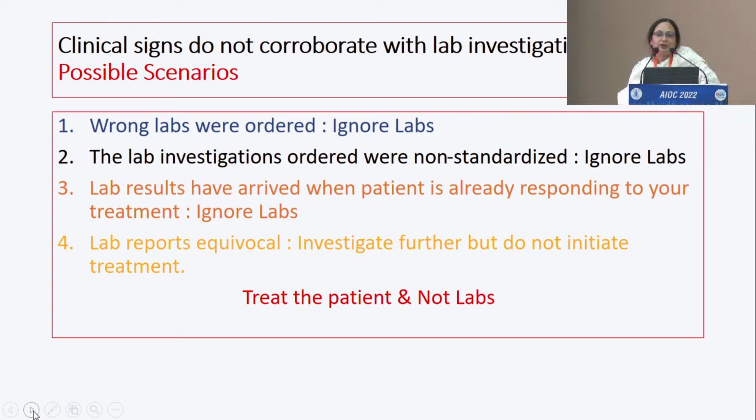Say, for example, you were treating for toxo, and the patient is responding, and now the TB comes positive. Would you treat? No, you will not treat because the patient is responding. So you would ignore the labs again. And fourth is the lab results are equivocal. You are not sure whether they are good, bad, or how to interpret. Just investigate further, but do not panic simply because you have one lab report positive from somewhere and initiate the patient treatment. So the moral of the story is treat the patient and not the labs.